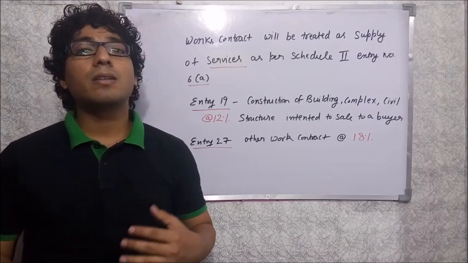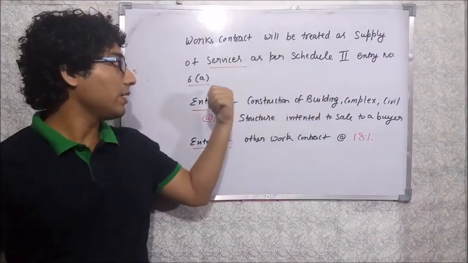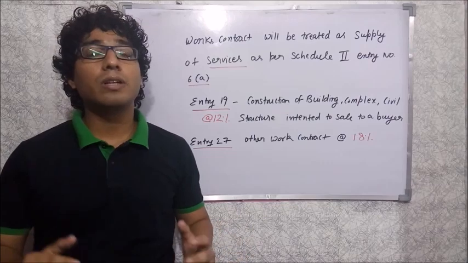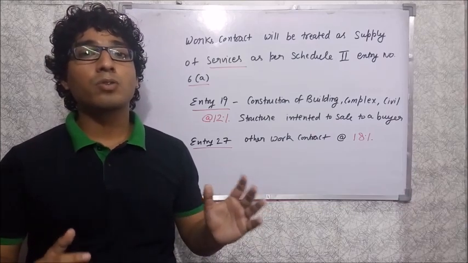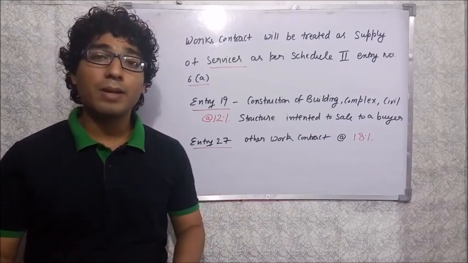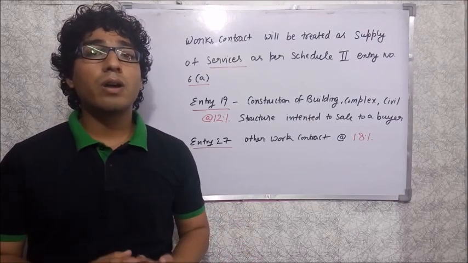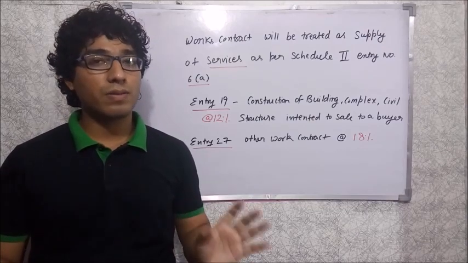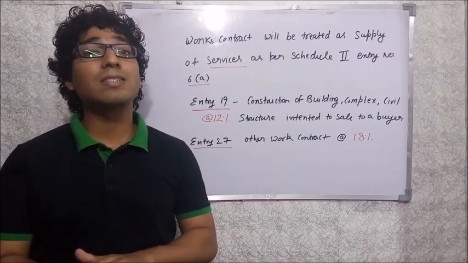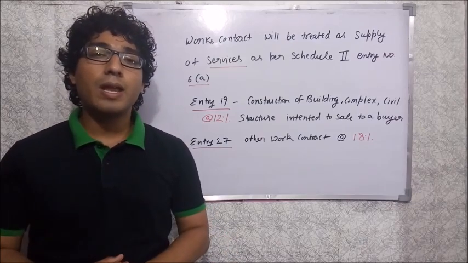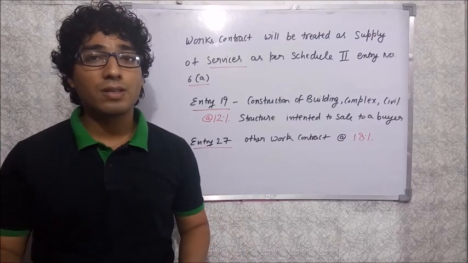First, we will take the taxability and the rate of tax of the work contract. Under Schedule 2, entry number 6A, which relates to the deemed supply of goods or services, Schedule 2 says whether an activity is a supply of goods or services. When an activity falls under Schedule 2, it is deemed a supply of goods or services. Under entry 6A of Schedule 2, works contract services are deemed to be a supply of services. In GST, a works contract is not a supply of goods, it is a supply of services. Make a note of that point: a works contract will be deemed to be a supply of services under GST.